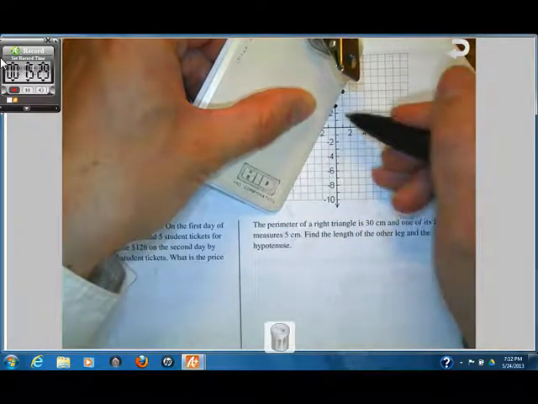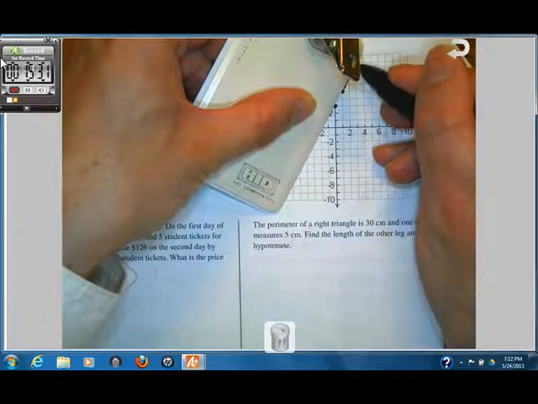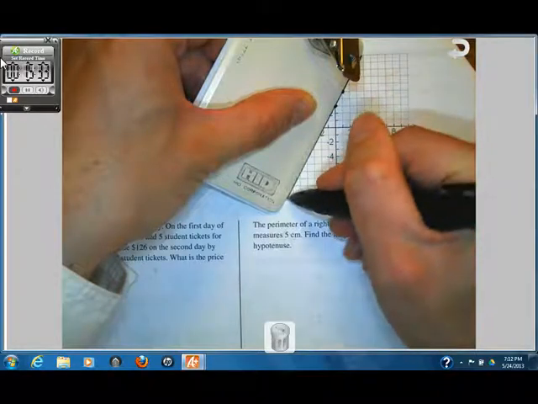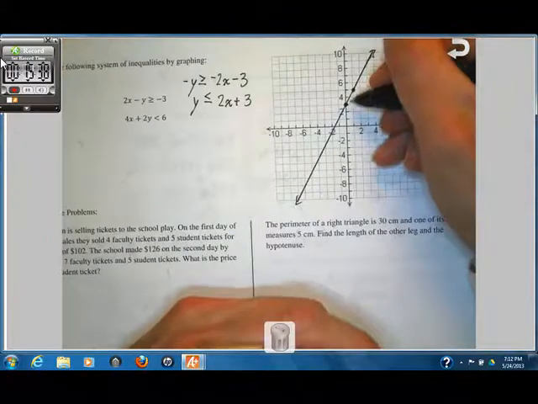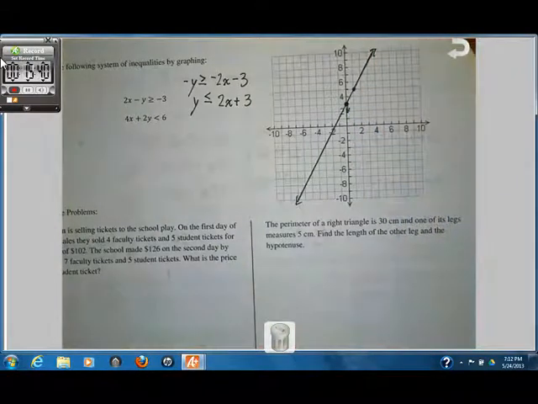So here again we start at 3. We're going down 2 over 1, down 2 over 1. Now in this case this one's going to be dotted, right? So, got down 2 over 1.